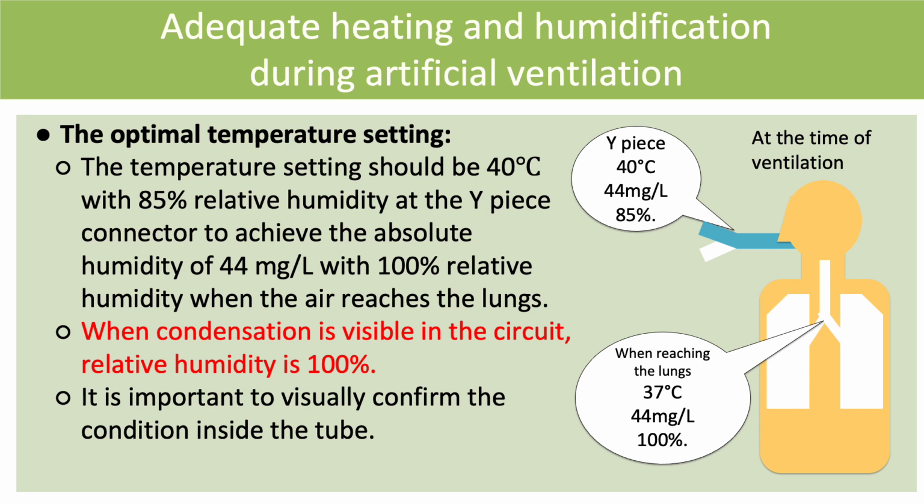In order to obtain the optimal condition of the air at the point of reaching the lungs, the temperature of 40 degrees Celsius with relative humidity of 85% at the point of the Y-piece is the optimal setting considering the drop in temperature in the tracheal tube. Also, the relative humidity is 100% when condensation is visible in the tube, therefore, if the temperature of the Y-piece is 40 C and the condensate water is visible in the respiratory circuit, you can consider that heating and humidification of the air reaching the lungs is sufficient.